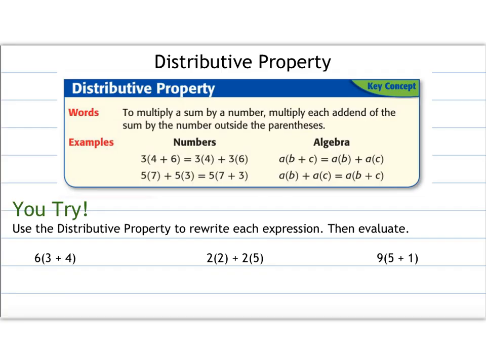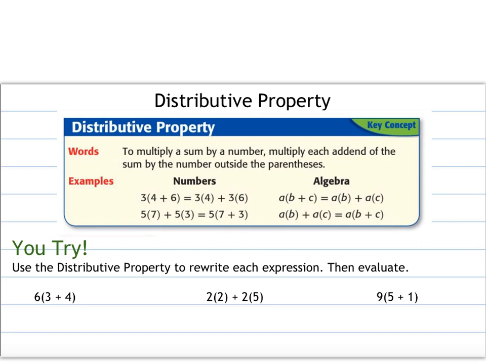So let's first look at the first property here, distributive property. Notice this is a key concept, so this might be a great thing to write down. Have examples. In words, distributive property means to multiply the sum of a number, you multiply each addend of the sum by the number outside the parentheses.